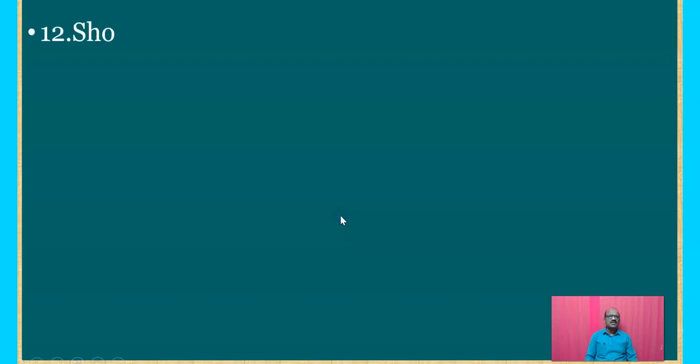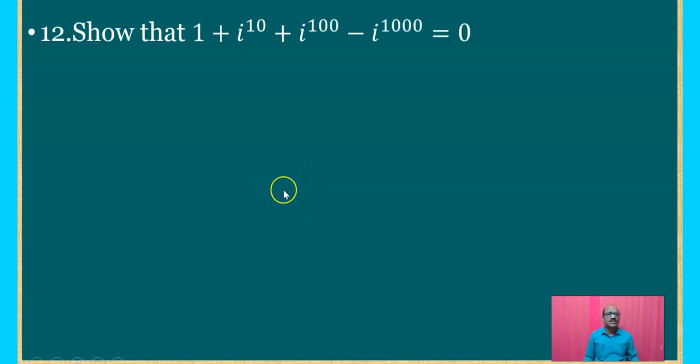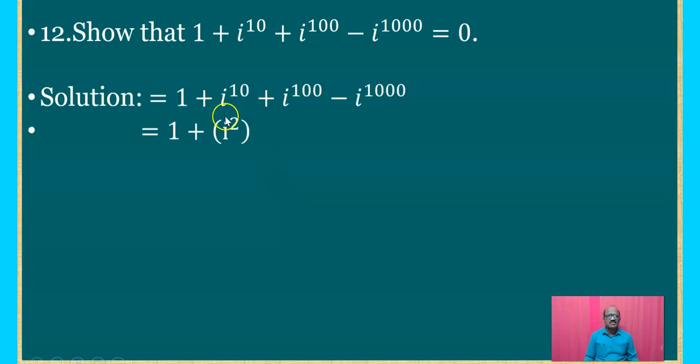Next is question number 12. 1 plus i^10 plus i^100 minus i^1000 equals 0. And it's very simple. See that i^10 can be written as (i square) to the power 5. i^100 means what? (i square) to the power 50. i^1000 means what? (i square) to the power 500.